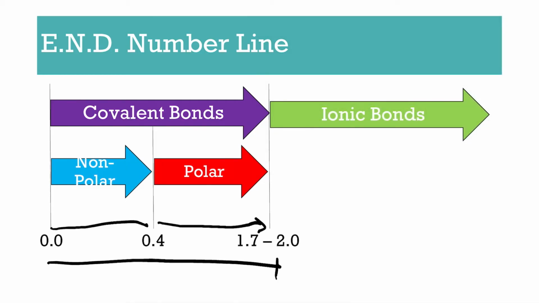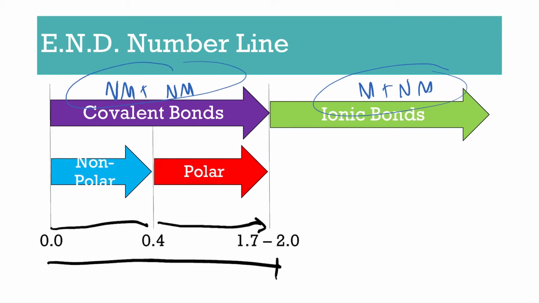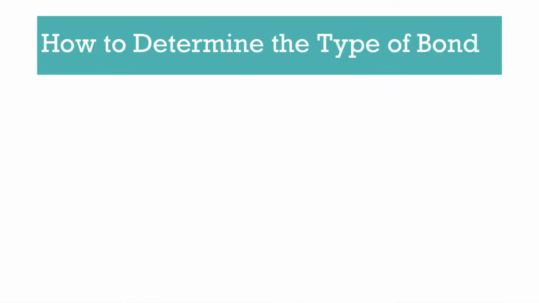Again, the most important thing to remember is that covalent bonds are a nonmetal and a nonmetal, and ionic is a metal and a nonmetal. So your first step should be checking what kind of elements you have, because that helps you when you're in this kind of weird situation between 1.7 and 2. So here is a flowchart. We're going to work on it together to determine the type of bond.